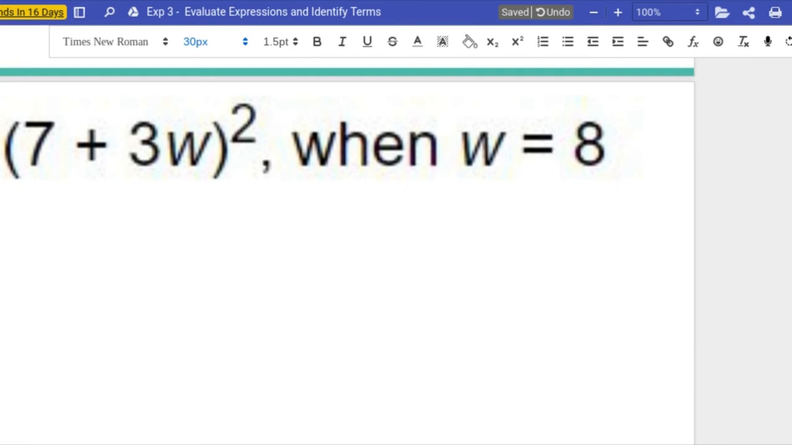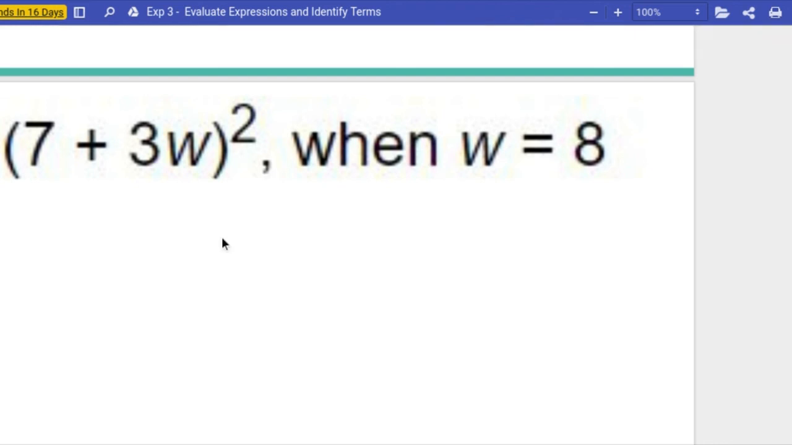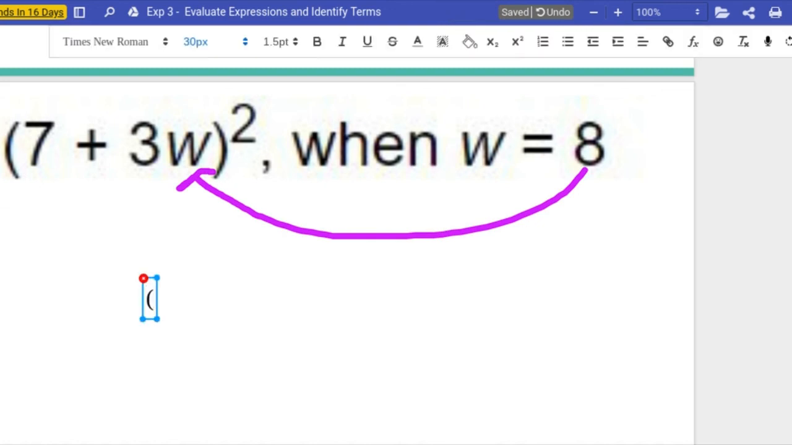Okay, try this one on your own and then go ahead and check it. Remember that this squared is outside of the parentheses, so it means we want to do everything within the parentheses first, and then we're going to square it. So we're just going to substitute 8 in for the W. And so our new expression would be 7 plus 3 times 8. And then we would square that in the end.